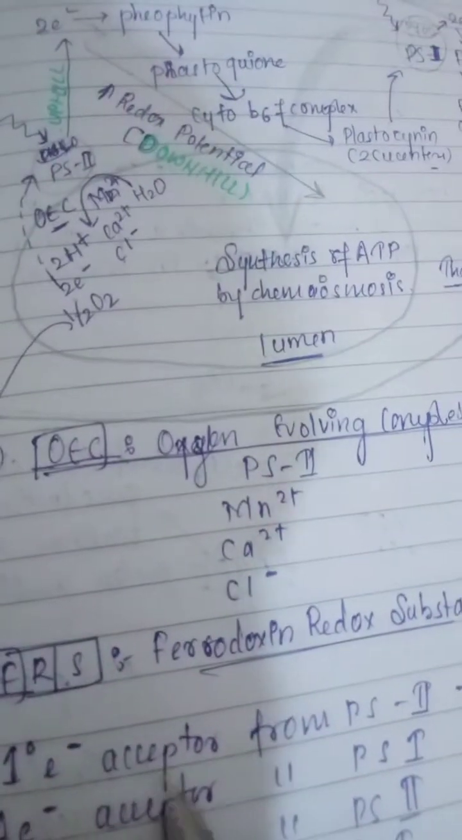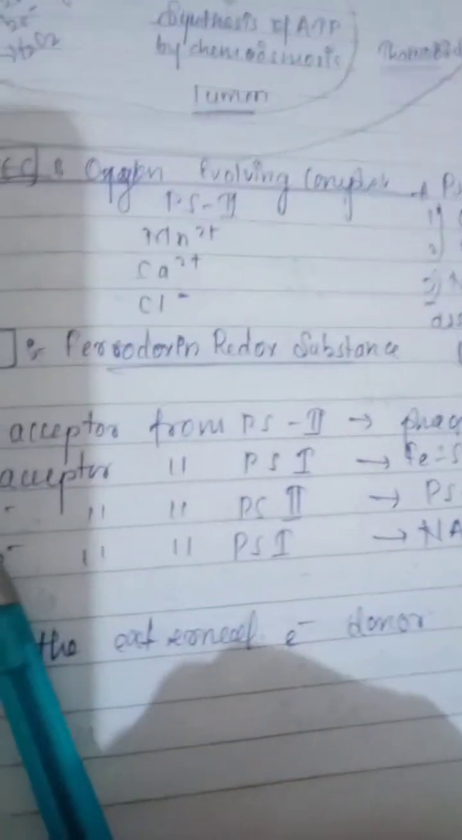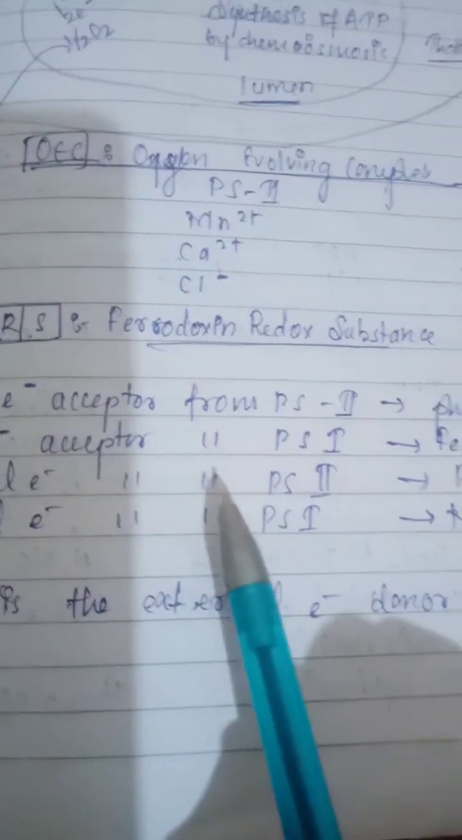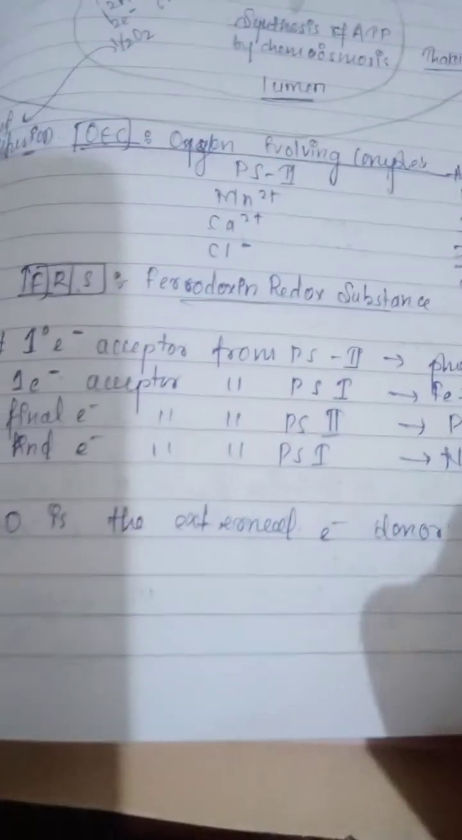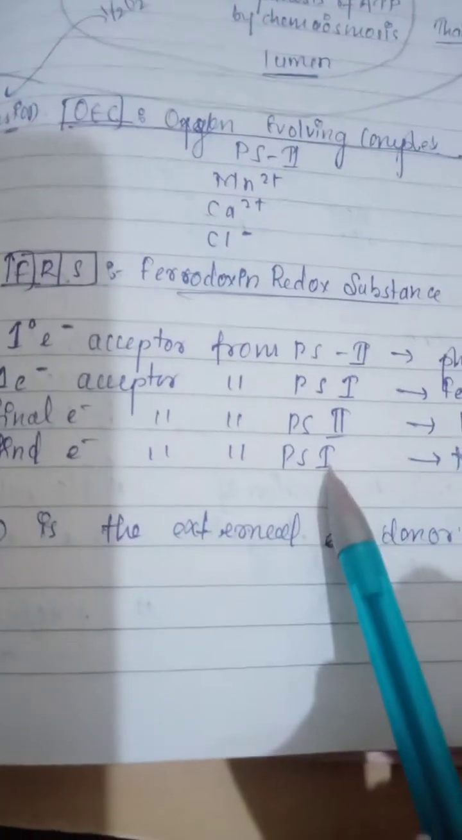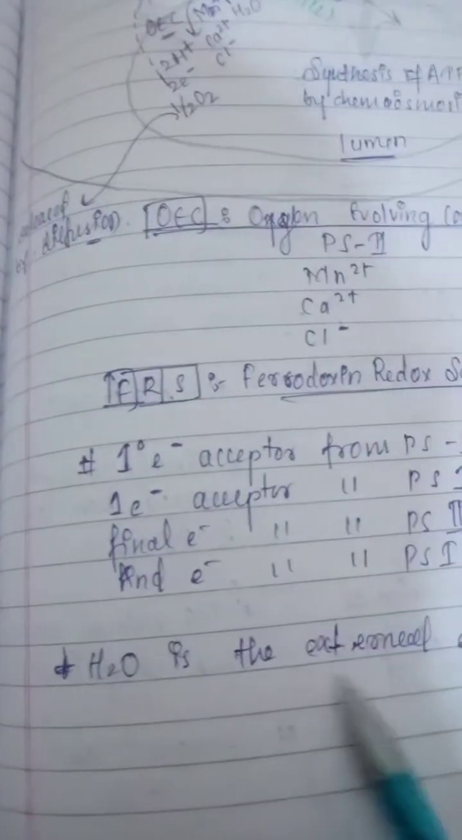The first electron acceptor from PS2 is pheophytin. The first electron acceptor from PS1 is the FeS protein. The final electron acceptor from PS2 is PS1, and the final electron acceptor of PS1 is NADP plus. H2O is the external electron donor. So this H plus comes from H2O.